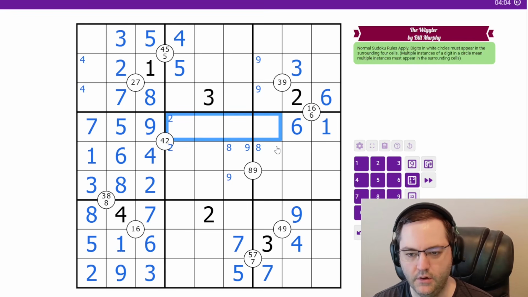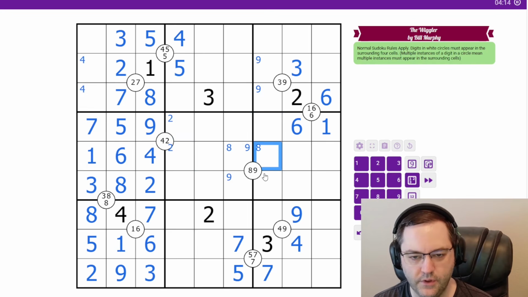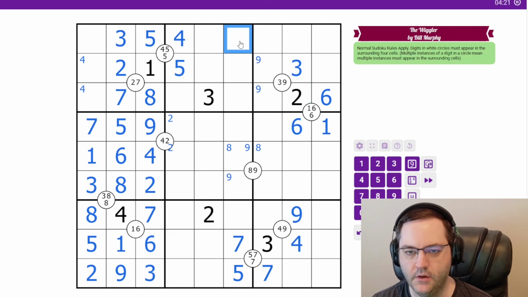What do we have here? 3, 4, 8, and 2. These aren't 2 because of this, but that could be 2. One of these is 3. Probably not the place to look right now, so let's look elsewhere. 2 at the top goes here.